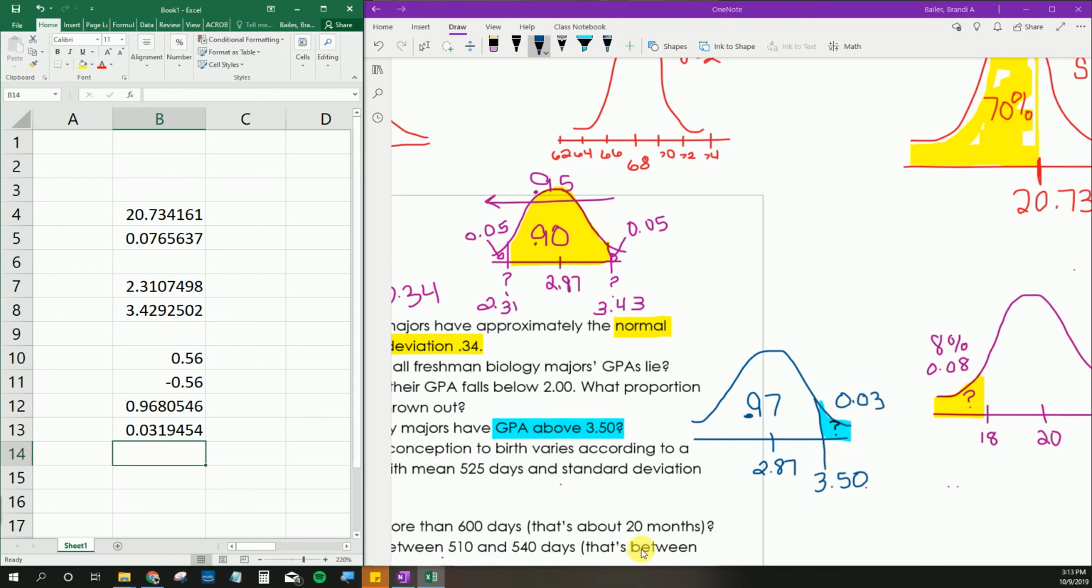And so, answering their question, the proportion of biology majors that have a GPA above 3.5 is roughly 3% of the biology majors. So I hope you found this helpful when you're going through these worksheets. Remember, the most important step in solving any of these problems is to draw the picture so that we can identify what parts of the information we're given and what parts of the information we're looking for. So that's a really hard part to understand from just reading the problem.